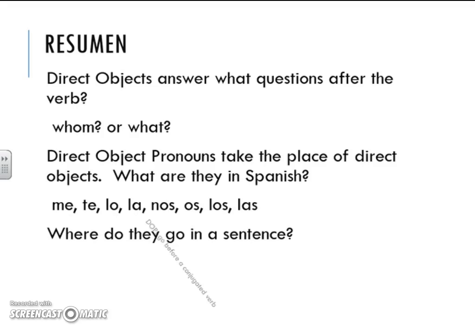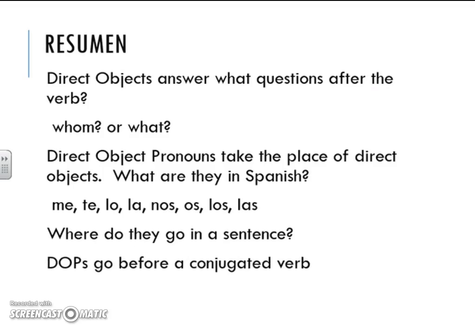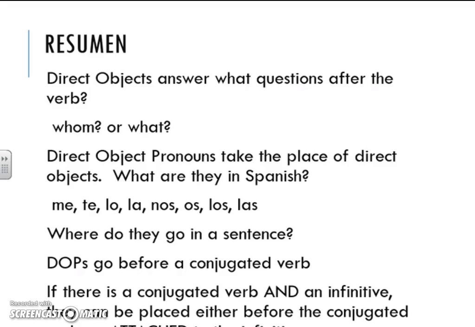They can go before a conjugated verb, or if you have an infinitive in your sentence, they can be attached to the infinitive. I'm sorry, that's cut off on the bottom there, but it does say if there's a conjugated verb and an infinitive, they can be placed either before the conjugated verb or attached to the infinitive. The screen recorder didn't go down that far, I'm sorry.